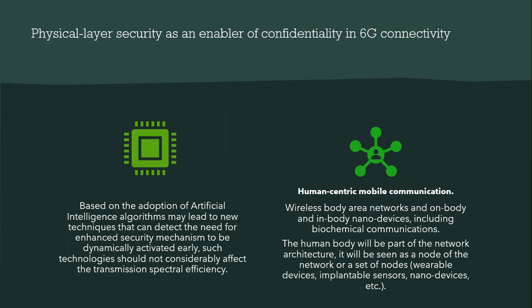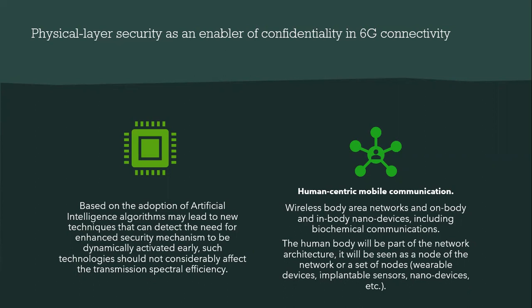Based on the adoption of artificial intelligence algorithms that may lead to new techniques that can detect the need for enhanced security mechanisms to be dynamically activated early, such technologies should not considerably affect the transmission spectral efficiency. These two points are very critical for applications that require the spectral efficiency to be the same as it was during the transmission, and the technologies, when detecting any threat or attack, should be activated earlier.